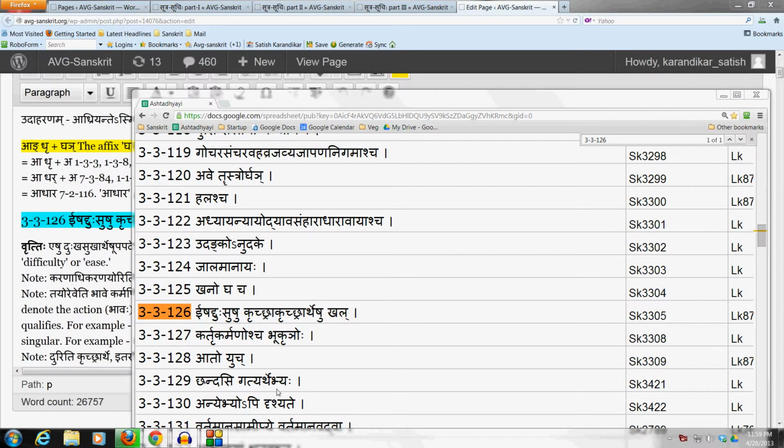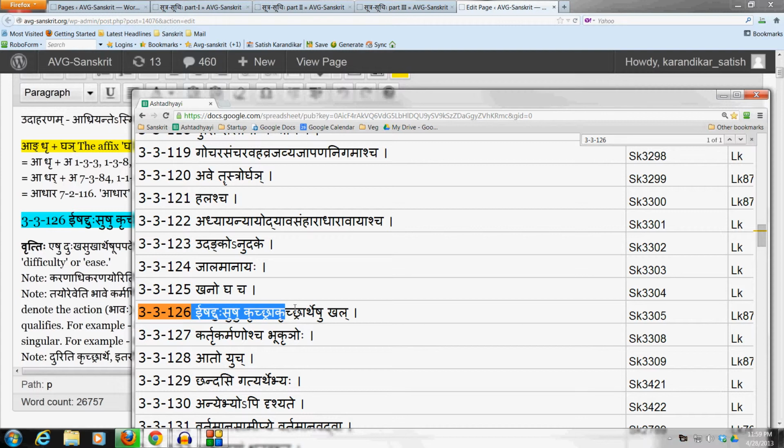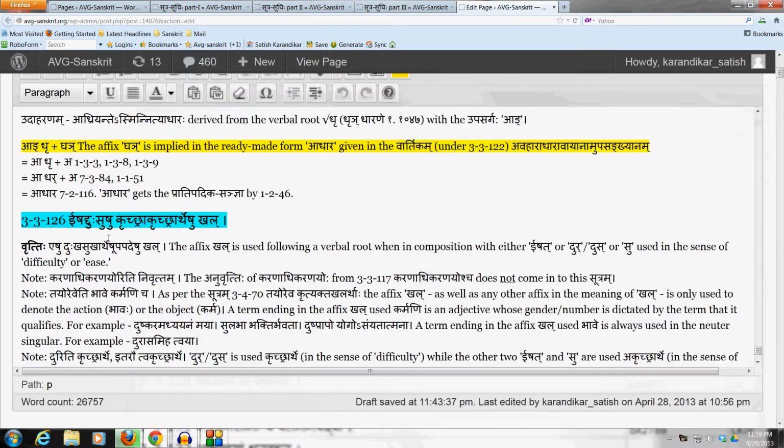Let us now move on to a new section and take up the Sutram 3-3-126, which prescribes the affix khal. The Sutram is Ishadussushu Krichrakrichrartheshu khal. The vritti of the Sutram says Eshu Dukha Sukhartheshu Papadeshu khal.